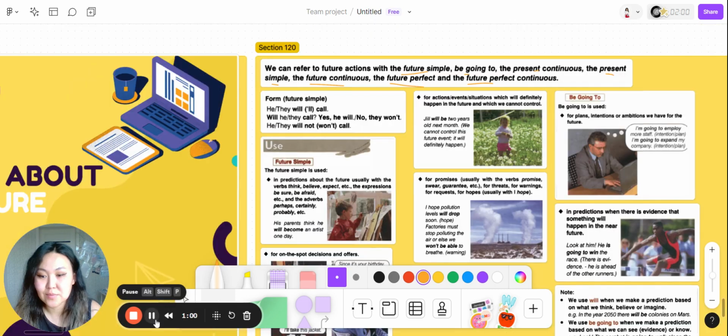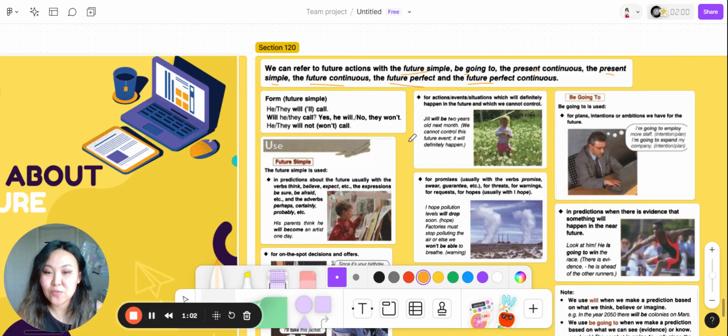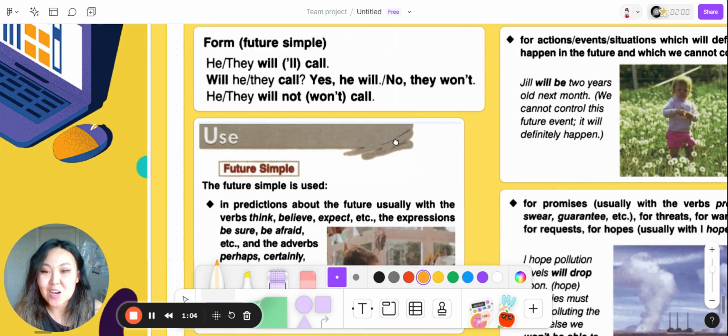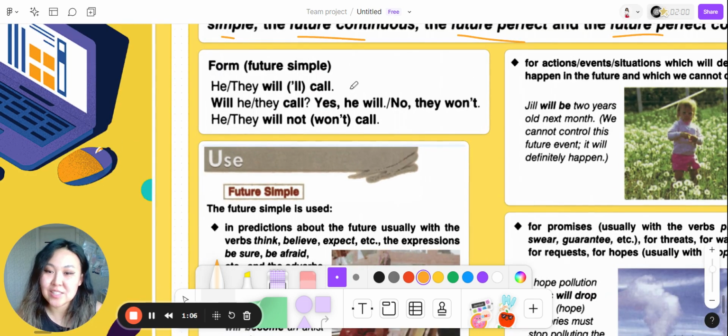So, we are going to start with future simple. We know the form, it is super easy. We just need the auxiliary verb will and the first form of the verb. So here we have some sentences like he will, they will, and we can use the contracted form, which is apostrophe and double L. Will is used for all of the pronouns and we don't have to change anything. You can say I will, you will, we will, they will.